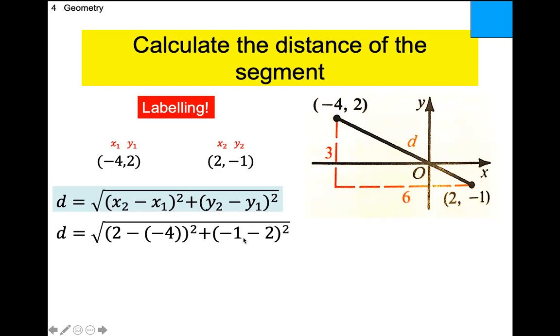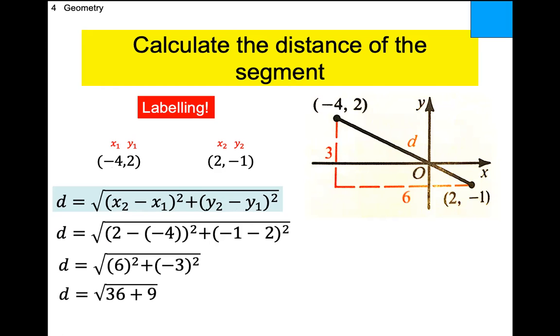Now it's just a matter of doing a little bit of math. Two negatives turn into a positive. 2 plus 4 is 6. -1 minus 2 is -3. And then I square everything. 6 squared is 36. -3 squared is 9. Pause the video, rewind it if I'm going too fast for you. 36 plus 9 is 45.